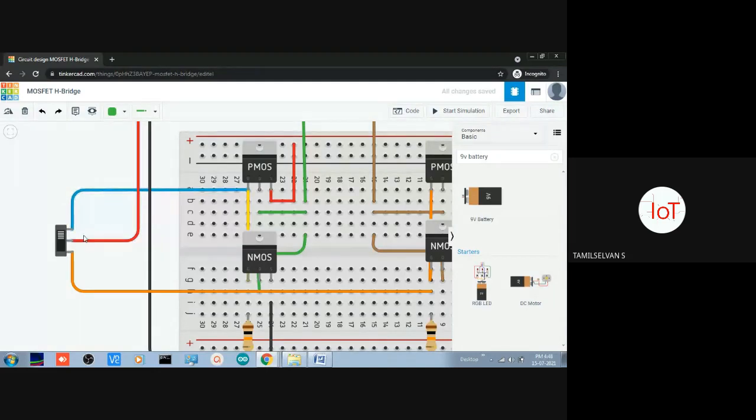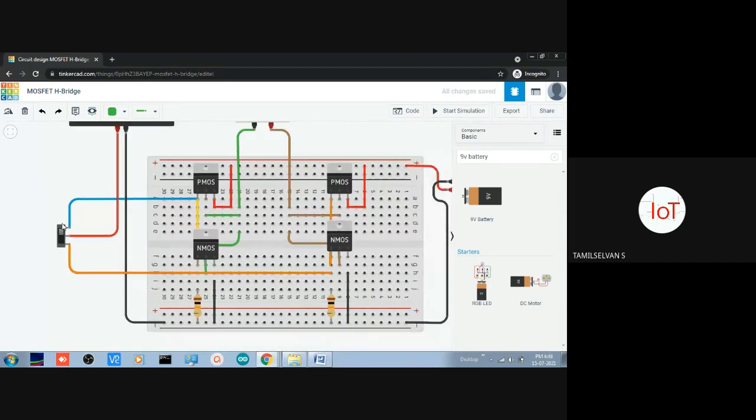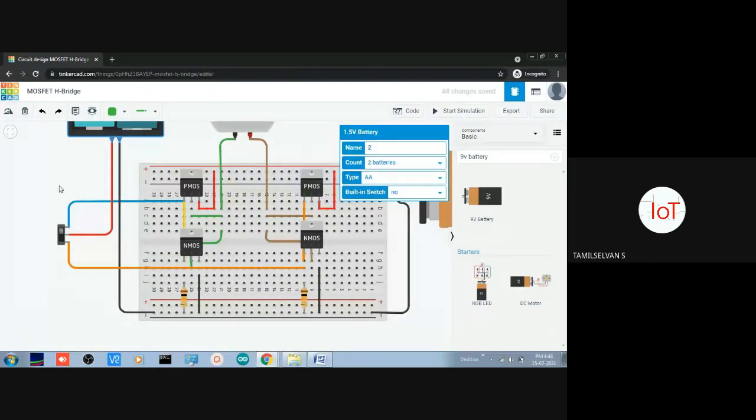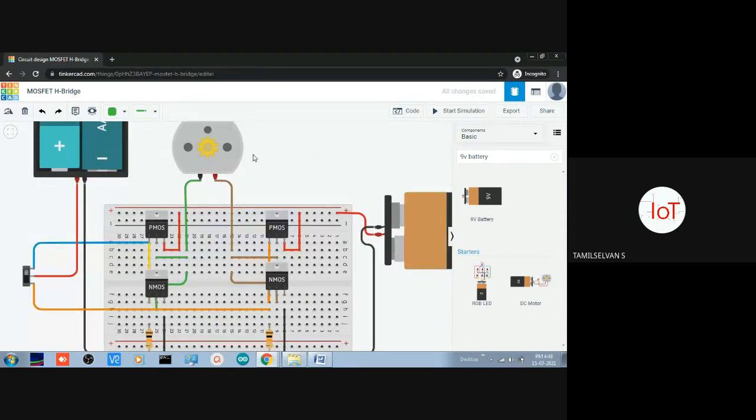Anyhow, in one direction alone the current will flow, so only in one direction the motor will rotate. This is just for switching between the forward and reverse direction. And this AA cell battery is used for energizing this transistor, and this 9 voltage battery is used for rotating this particular motor. Now we will see the overall simulation.